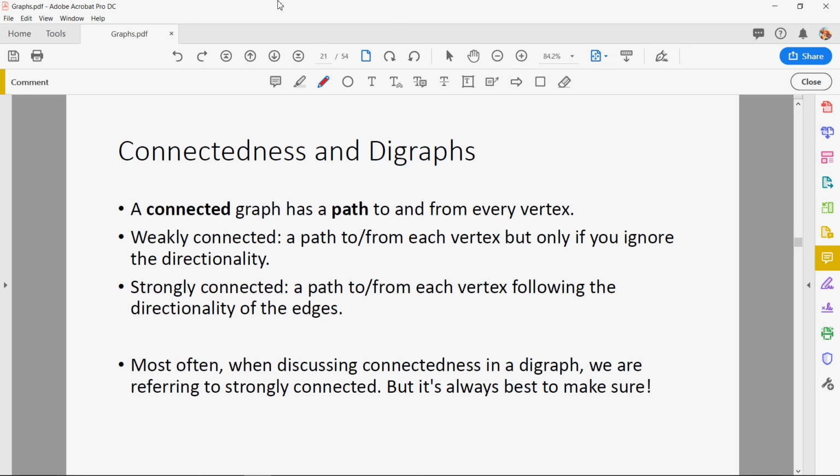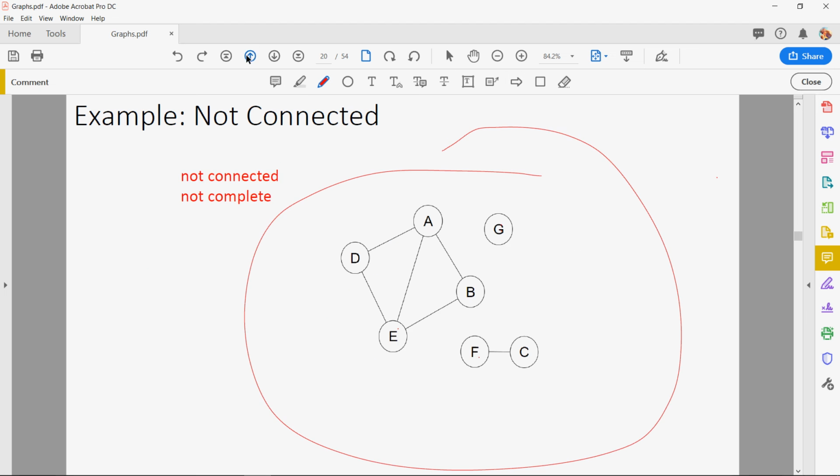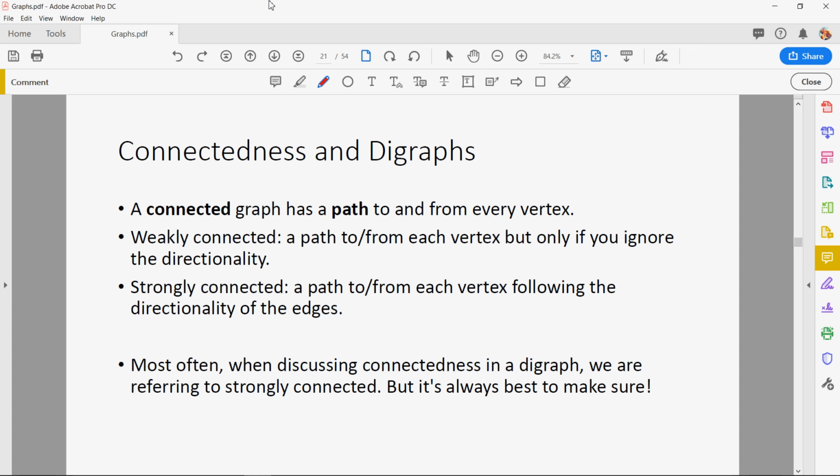Now, what about a digraph? Again, a directed graph. So these are examples of undirected graphs and connectedness and completeness. But what does that mean for a digraph? Well, for a digraph, a graph with directed edges, for a graph to be connected, in general, it has to have a path to and from every vertex. But for digraphs, our edges have direction. So there's actually two flavors of connectedness. You can say that a digraph is weakly connected or strongly connected.